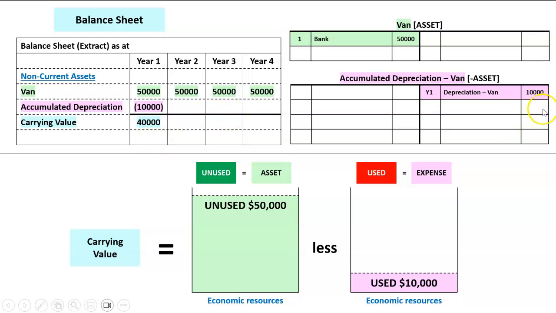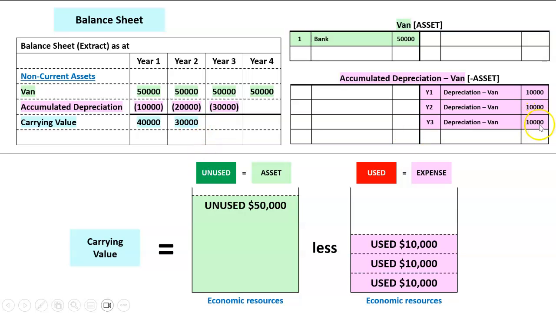Then another year went by, we accumulated another $10,000 of depreciation. So now we don't write 10 here. So this is not period specific. It's saying what's accumulated over the whole life. So it was 10 in the first year and 10 in the second year, that's $20,000. So we can see that here, 10 and 10. So that must mean the carrying value, if I had unused economic resources of 50, but I've used 20, the carrying value is 30,000. Year 3 goes by, I'm going to accumulate another 10,000 here. So that's 10, 10, and 10. So that's a total of 30. That must mean the carrying value is 50 less 30 is 20,000.